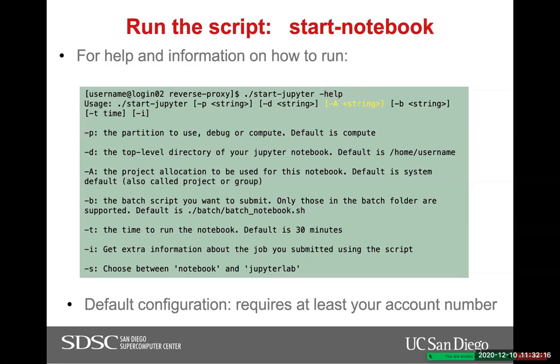Sorry, I'm making a note. And it tells you the different arguments. There are defaults for the partition, and the top level directory, where your notebook is residing. The project allocation number, you need to have that project number. This is new from other machines. The batch script that you want to use to submit. And right now we have some that we've written and we support. You can do some modification of them and make your own, but be careful. And then the time you want to run, getting extra information about the job, and then choose between Notebook and Jupyter Lab.